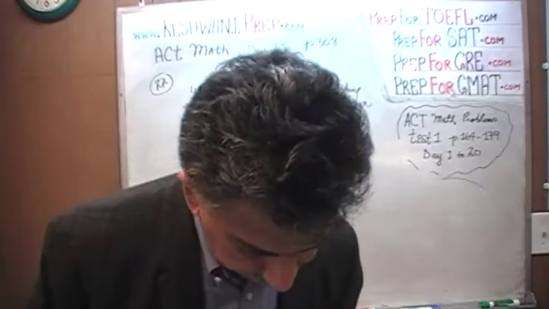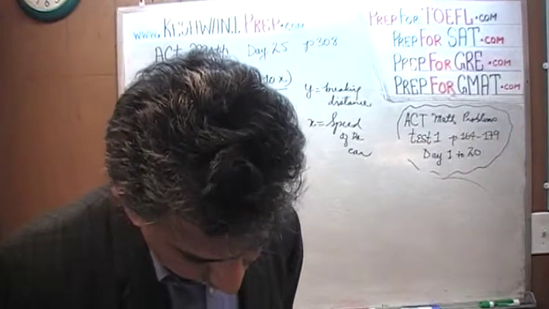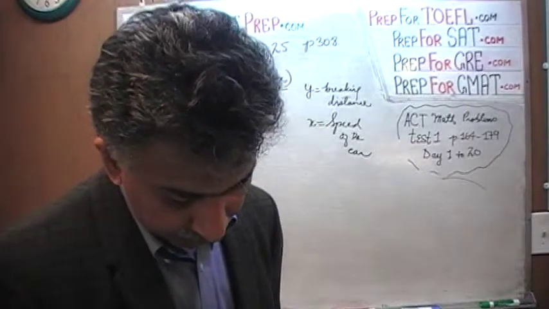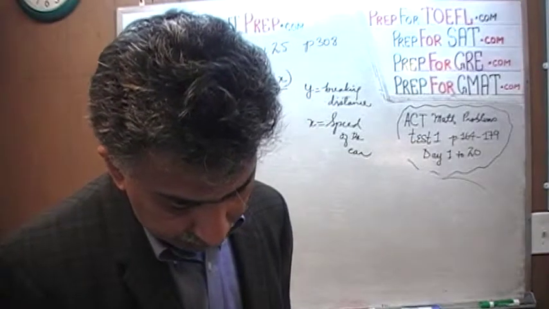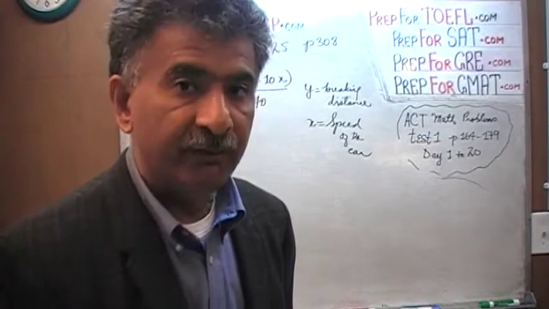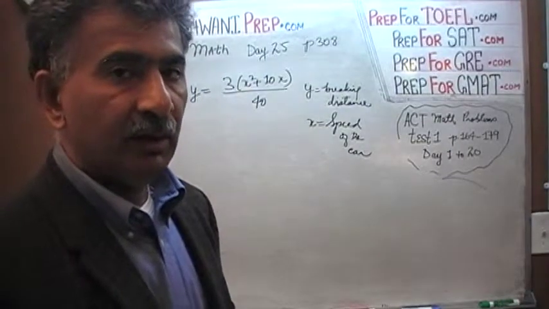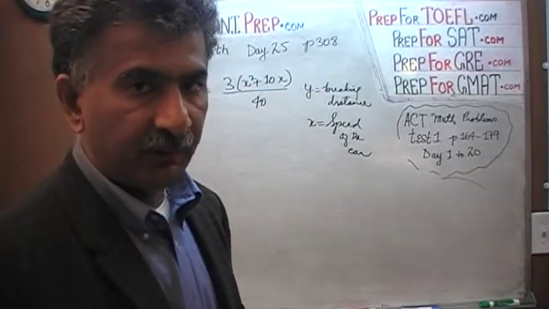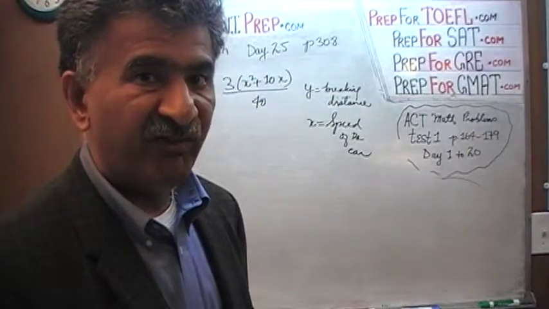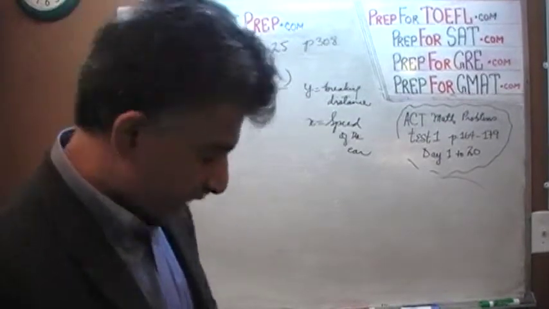What's the question asking? According to this model, which of the following is the maximum speed? We're looking for the maximum speed in miles per hour that he can be driving so that the braking distance is less than 150 feet. We want the braking distance to be no more than 150 feet. If that's what I want, then what's the fastest speed that I can drive the car at? You understand? Let's find out, shall we?